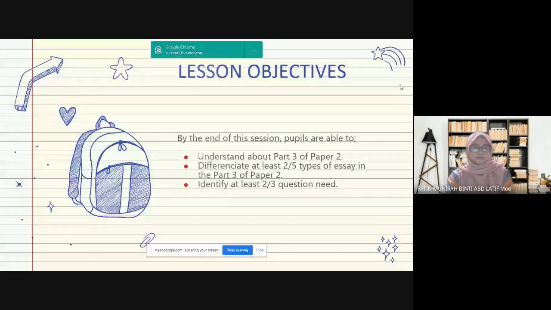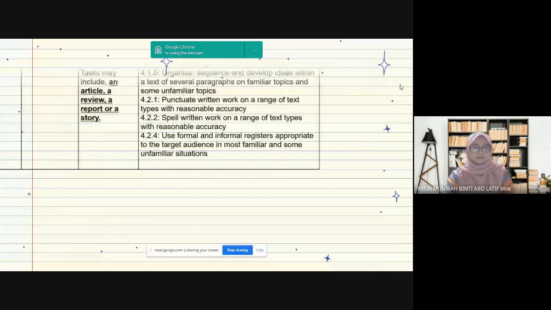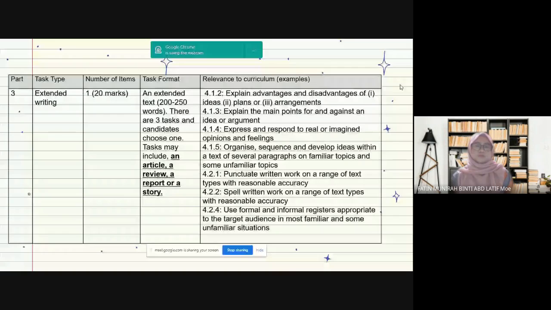Alright, so moving on. So this is what you are facing for your part 3, paper 2. Okay, so you have to write an extended writing. So extended writing means that you are going to compose or write a long essay, around 200 to 250 words.